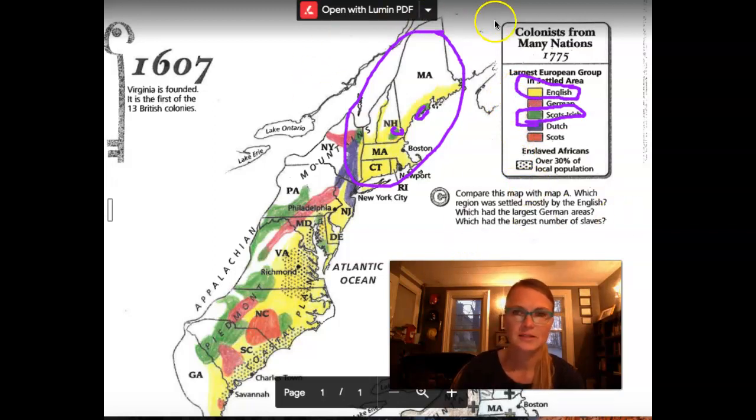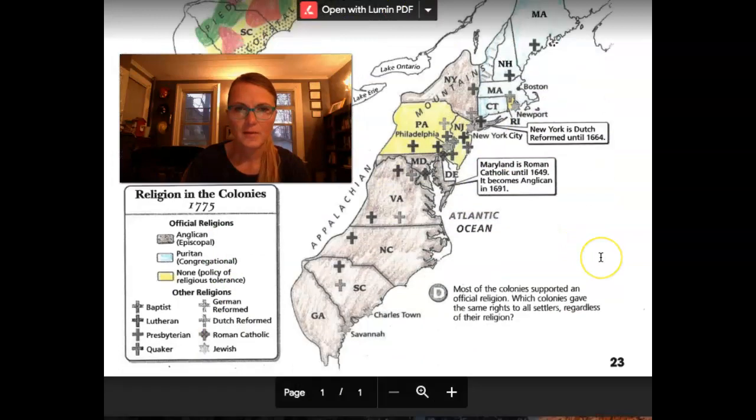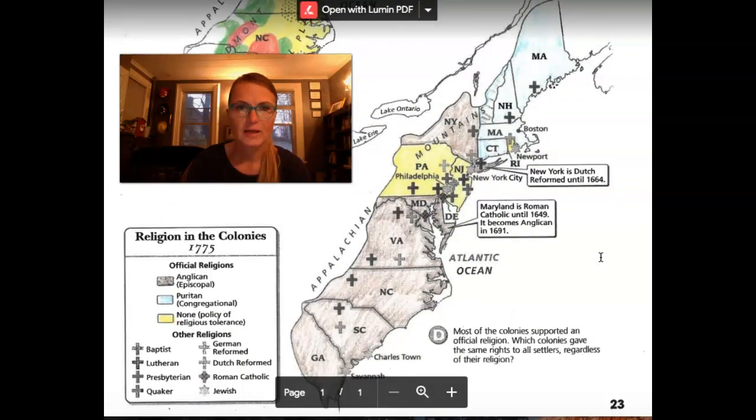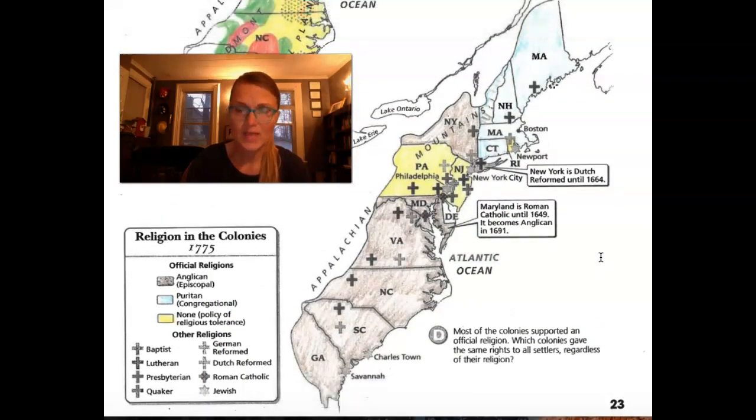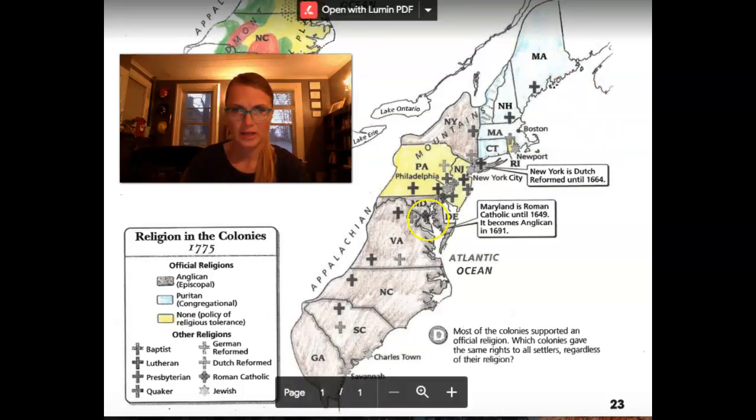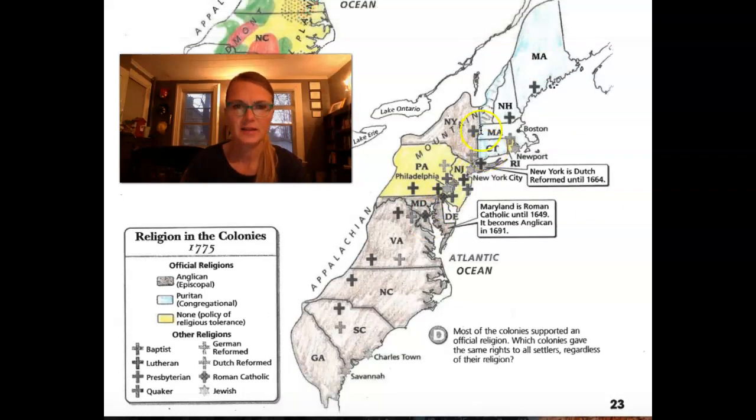Okay, we've got a second map here that we're going to look at, and it's the same location as the other map. We're still looking at the 13 colonies, but it's going to give us slightly different information. So we're going to go down here to the map key. It says religion in the colonies. Okay, so let's look at what it says here.